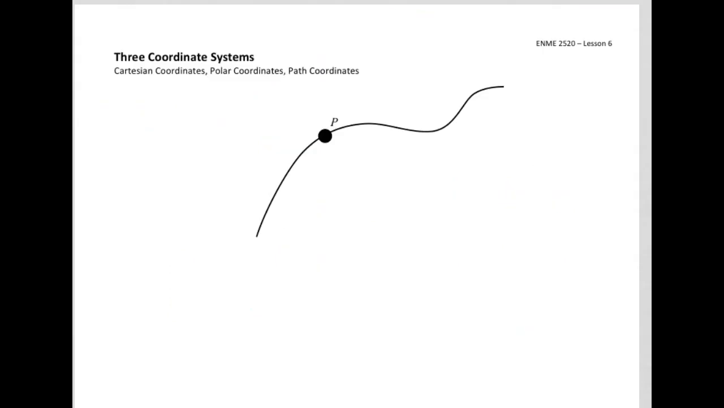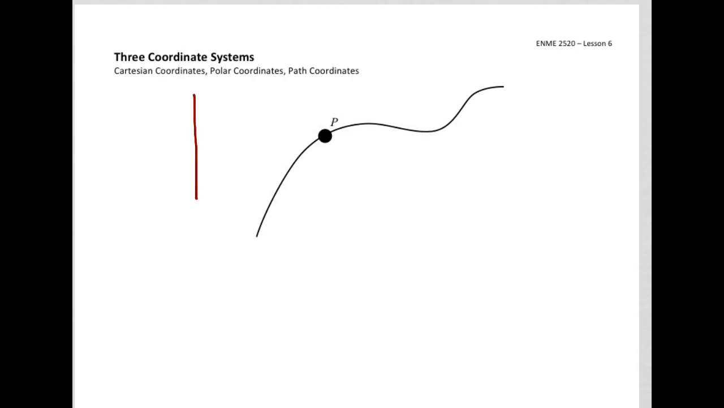All right, let's finish up looking at three commonly used coordinate systems that you'll see often in this class. The first is Cartesian coordinates, then we'll talk about polar coordinates, and then path coordinates. And so for Cartesian coordinates, this is really kind of old news. You've been using this for a long time.